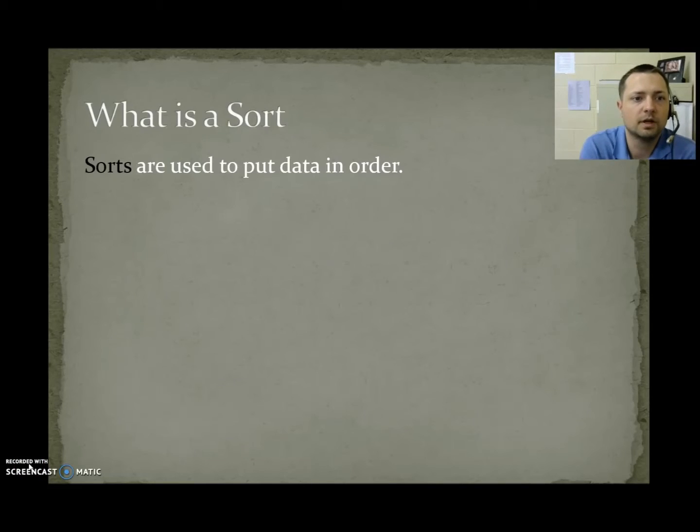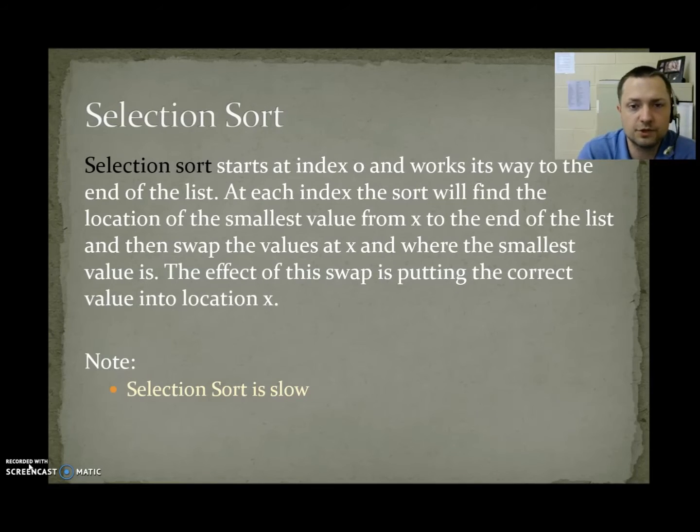Sorts. Sorts are used to put data in order. Selection sort starts at index 0 and works its way to the end of the list. At each index, the sort will find the location of the smallest value from x, the current index, to the end of the list, and then swap the values at x, the current location, and where the smallest value is. The effect of this swap is putting the correct value into location x.